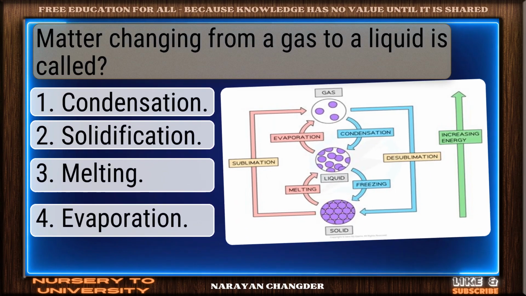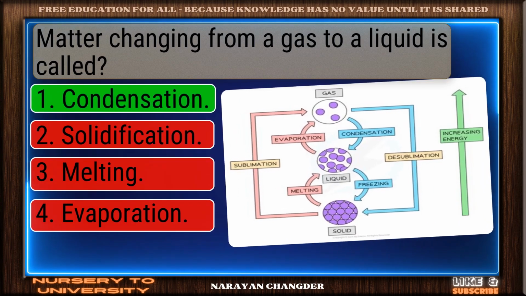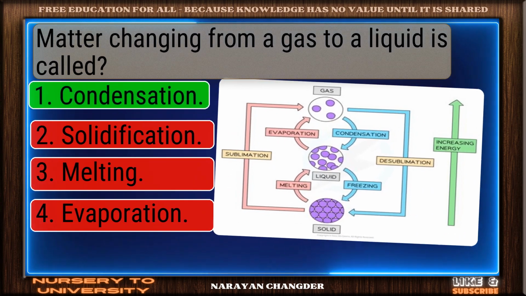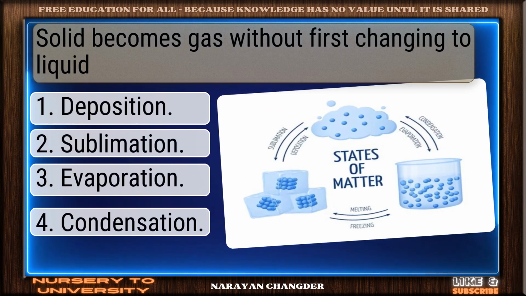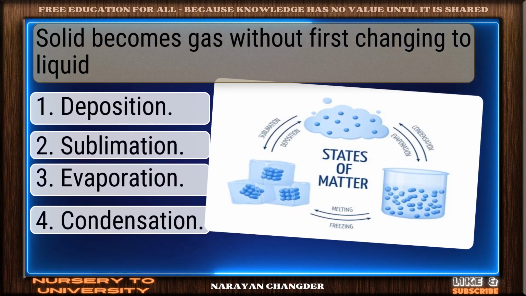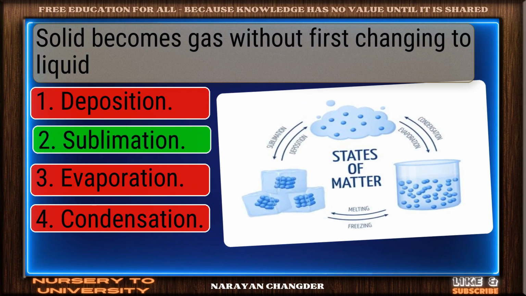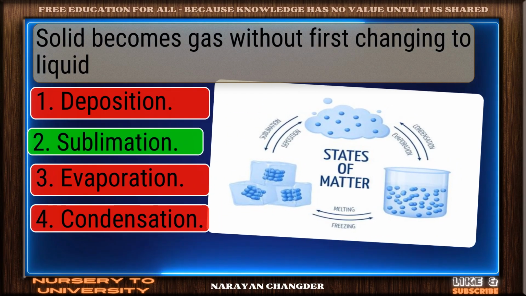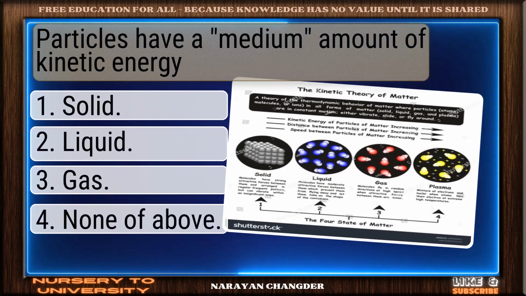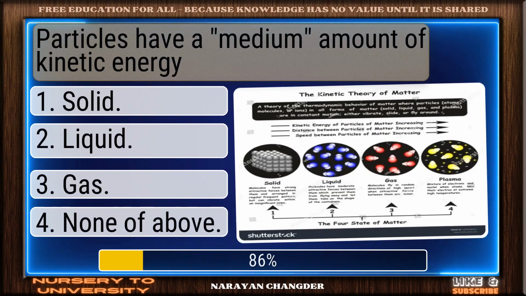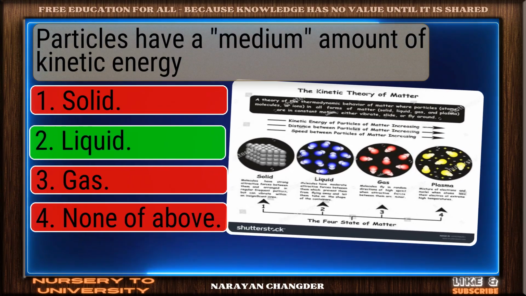Matter changing from a gas to a liquid is called dash. Correct response. Condensation is the most accurate answer. Solid becomes gas without first changing to liquid. Nicely done. Sublimation is a solid answer. Particles have a medium amount of kinetic energy. Exactly. Liquid makes sense, and it is the right choice.